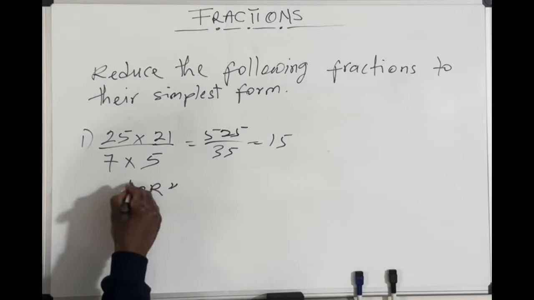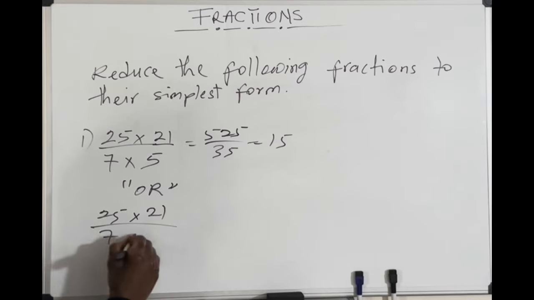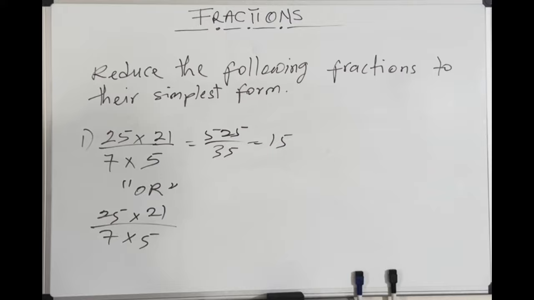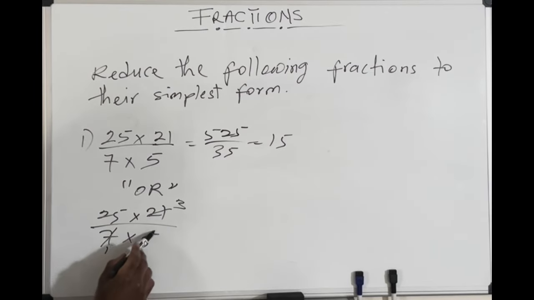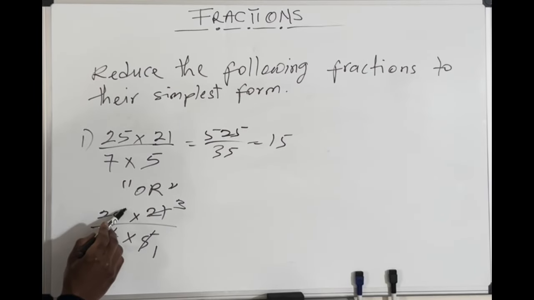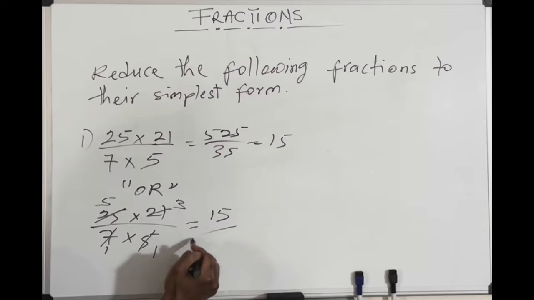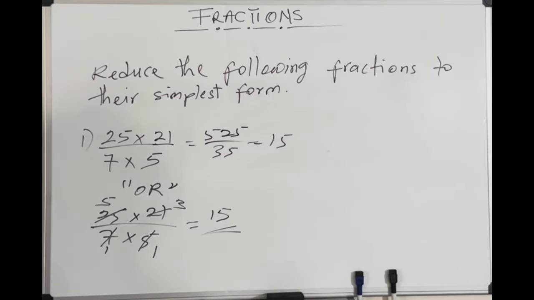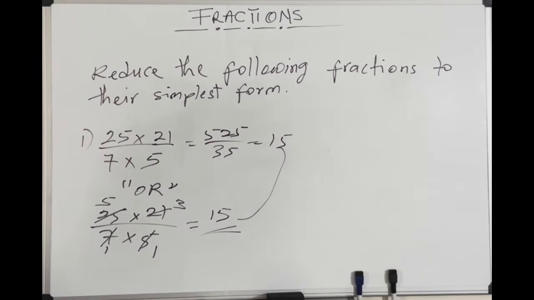25 times 21 over 7 times 5. So let's see. 7 goes here 1, it goes here 3, and then 5 goes here 1, 5 goes here 5. So 5 times 3 is 15. 1 times 1 is 1. But then we pick the whole number 15. So you see we have the same answer. Both methods are very easy, so you pick whatever works for you.